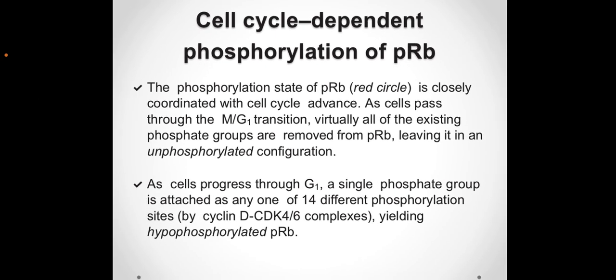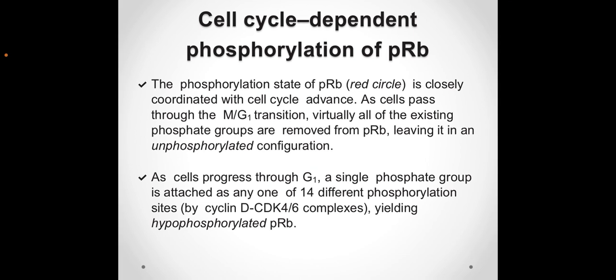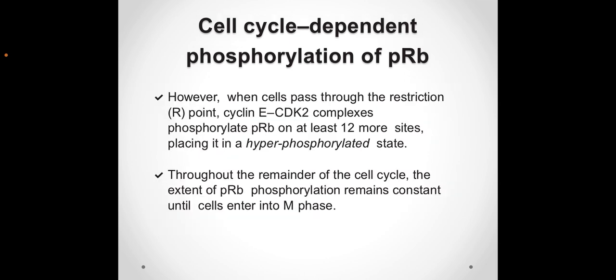So the phosphorylation state of pRB, the red circle, is closely coordinated with cell cycle advance. As the cell passes through the M to G1 transition, virtually all the existing phosphate groups are removed from the retinoblastoma protein, leaving it in an unphosphorylated configuration. As the cell progresses through G1, a single phosphate group is attached at any one of 14 different phosphorylation sites by cyclin D CDK4/6 complexes, yielding hypophosphorylated pRB.